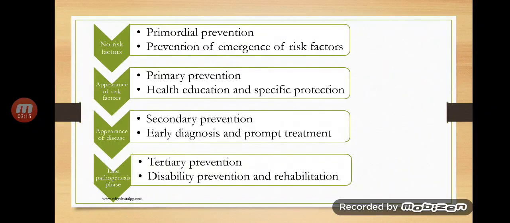Then coming to primary prevention, where there is appearance of risk factors but no disease. The mode of intervention is health education and specific protection. Moving over to the secondary prevention, where there is appearance of disease, that is, it is in the early pathogenesis phase. The mode of intervention is early diagnosis and prompt treatment. In the tertiary prevention, that is the late pathogenesis phase, the mode of intervention is disability prevention and rehabilitation.